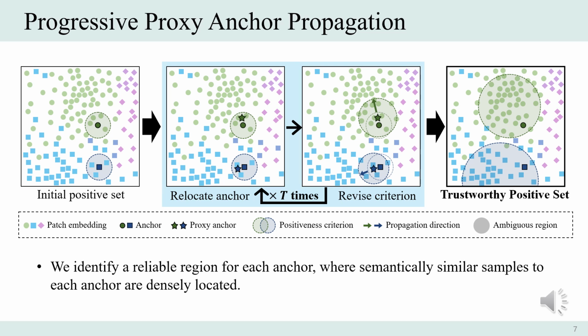For the first step, we redefine the position of the proxy anchor based on the distribution of identified positive samples. Secondly, we expand the positiveness boundary according to the reliability of the new proxy anchor position. This iterative process enables collecting a large number of trustworthy positive patches.